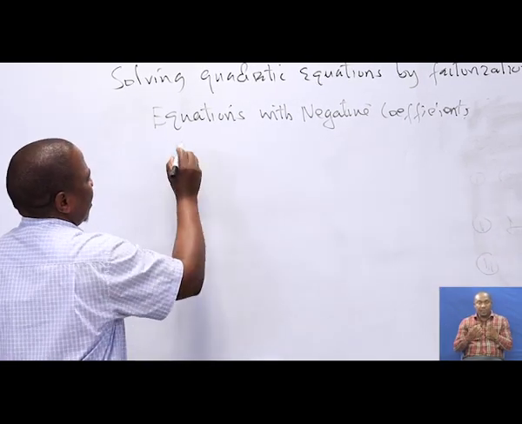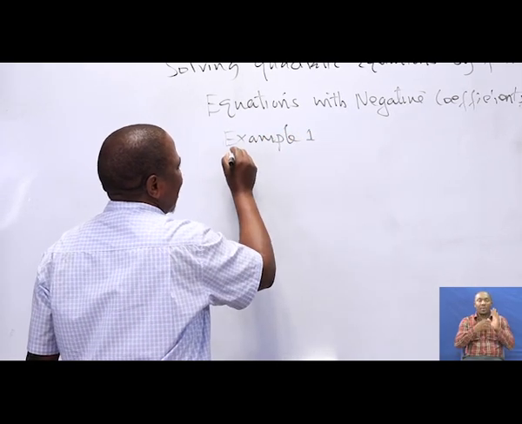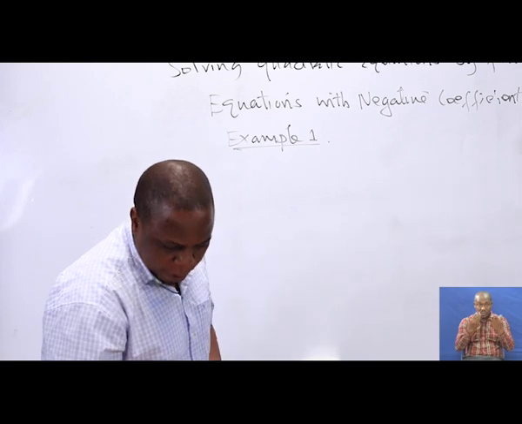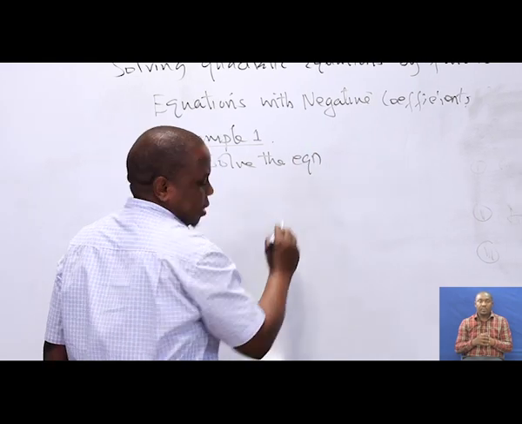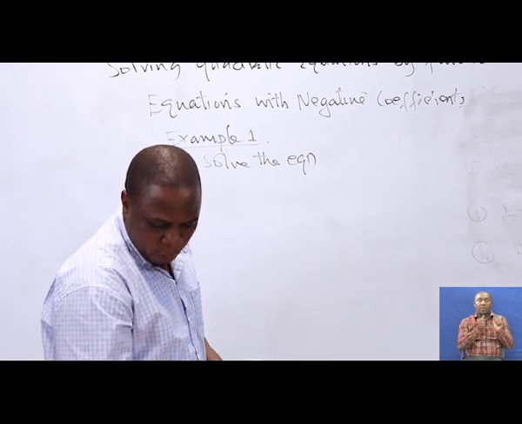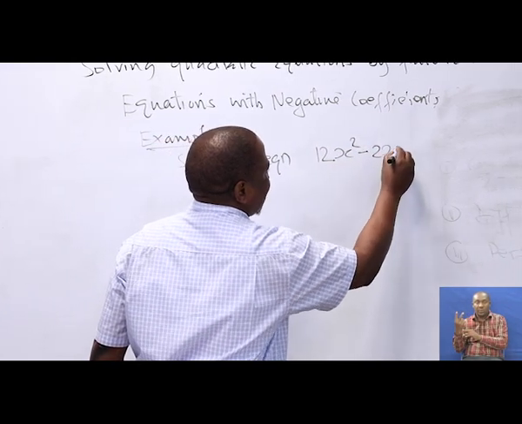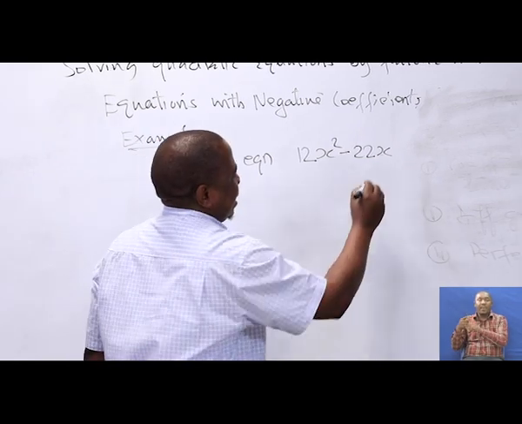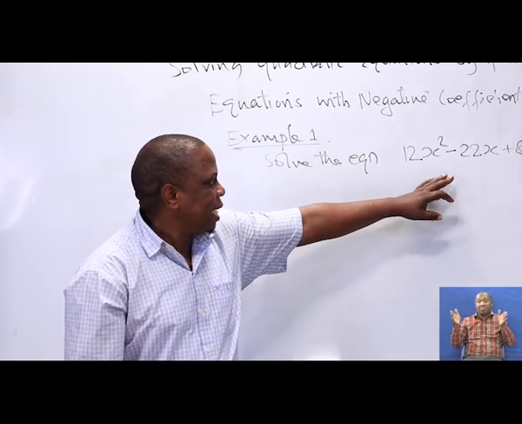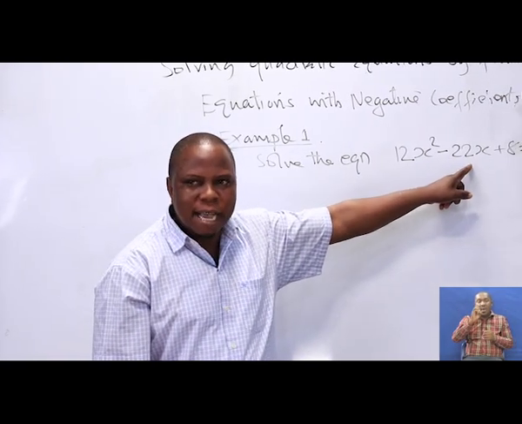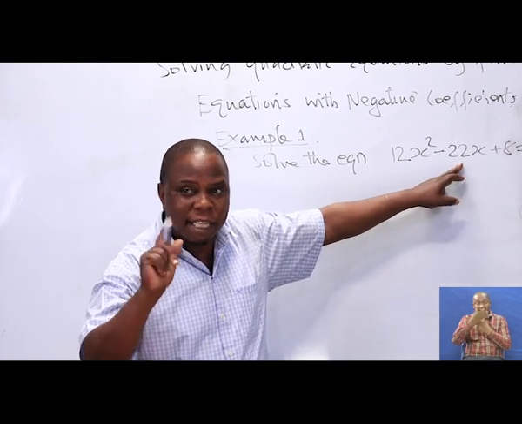Consider the following example here. Call it example number 1. Let us discuss this example together. Solve the equation 12x squared minus 22x plus 8 equals 0. This is an equation whose middle term has a negative coefficient.